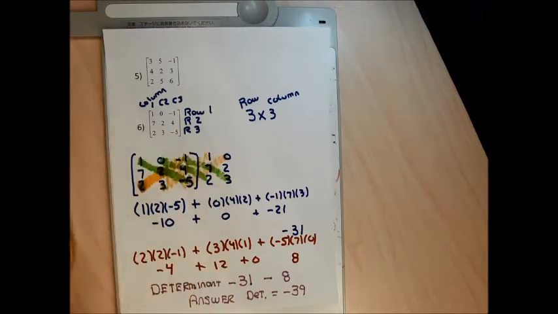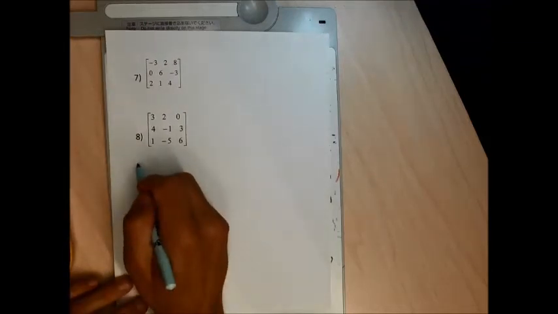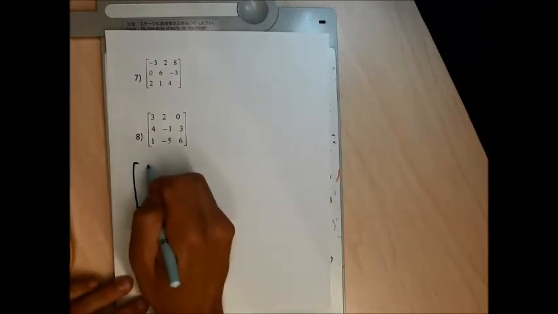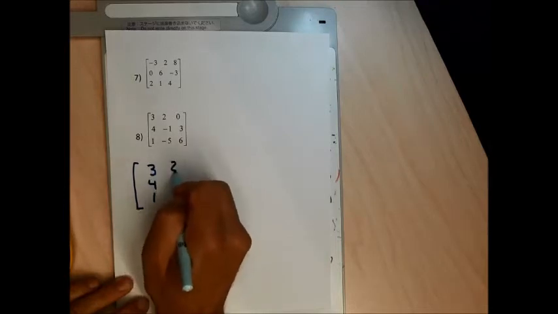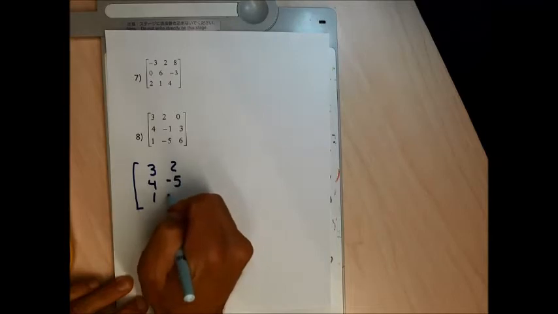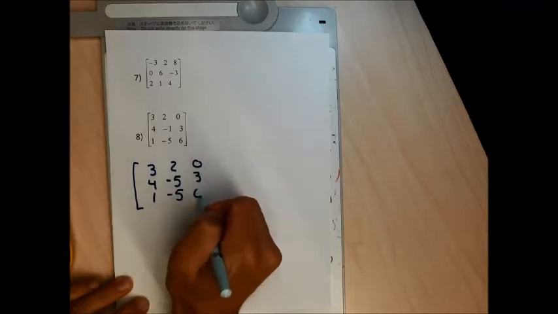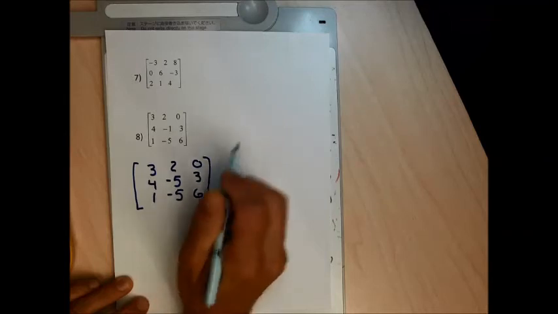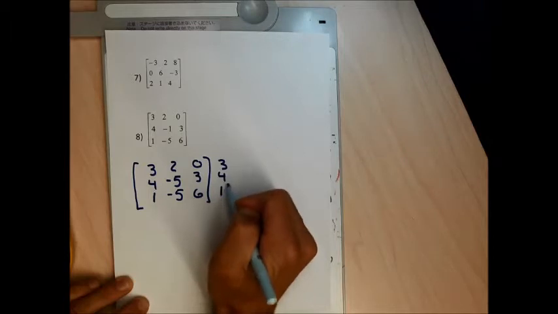So your 5 should work similarly. I'm going to move down and do 8 just in case you need to have another go at this. So my initial matrix is 3, 4, 1, 2, negative 1, negative 5, 0, 3, 6. I'm going to tack on 3, 4, 1.